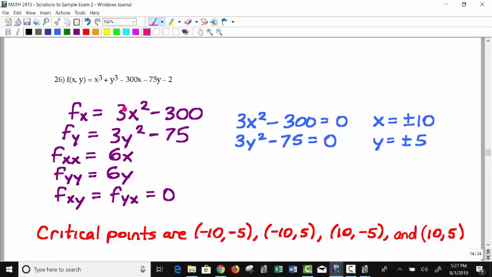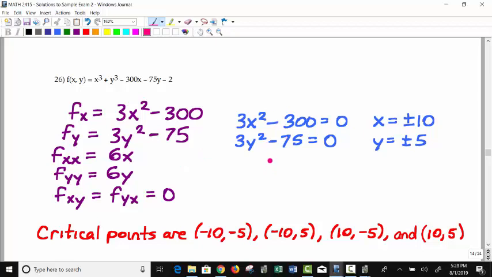Fx partial will be 3x squared minus 300. Fy partial will be 3y squared minus 75. Fxx will be 6x. Fyy will be 6y. And the mixed partial will just happen to be 0. Obviously, don't assume it's going to be 0. It just happened to be that way for two problems in a row.